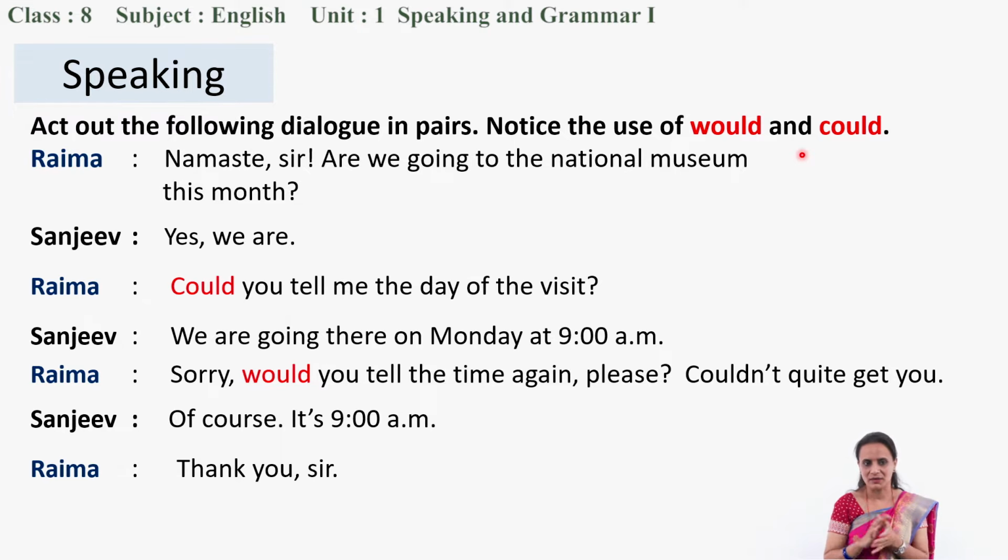Okay, speaking part. Now let's see. First of all, let's read it. What is there? We have the conversation between two people here. Okay, conversation between two people. And who are they? Raima and Sanjeev. Very good. Raima and Sanjeev. Okay. And what is it told here? Act out the following dialogue in pairs. We'll act it out. And you have to notice the use of could and would here. Okay. Let's read it out first.